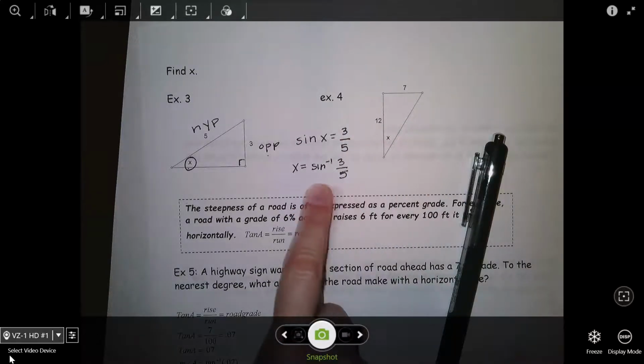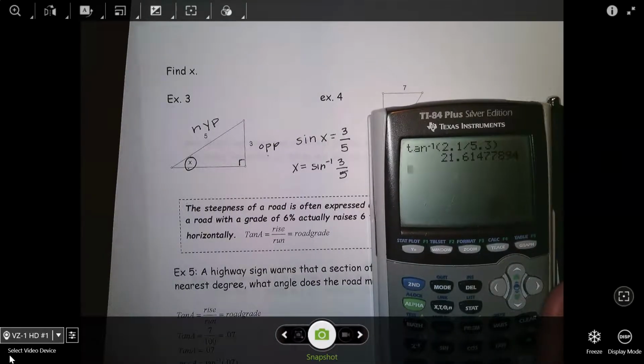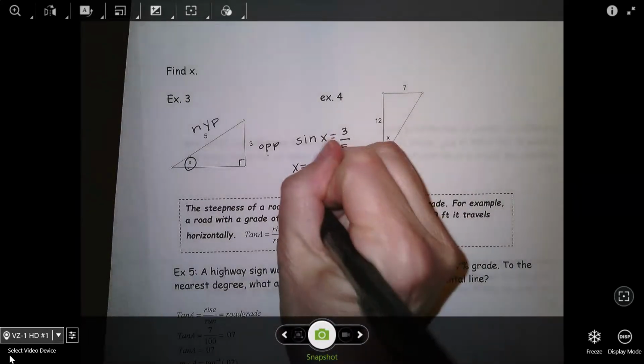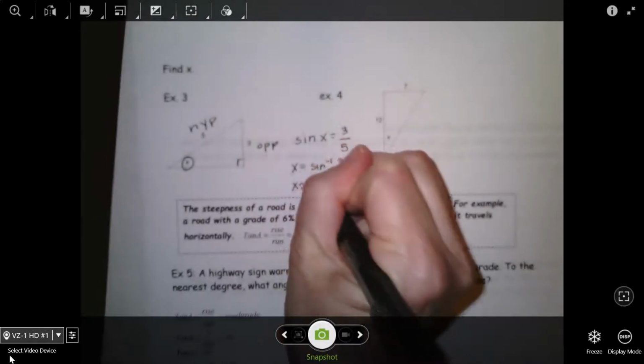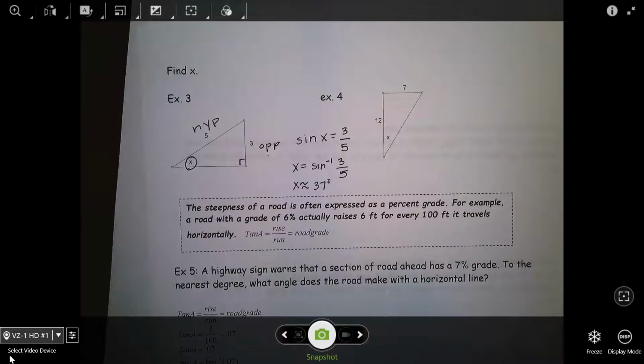Then I'm just going to put that in my calculator. I'll put this over here so maybe you can see it all at once. I'm going to clear that out. I'm going to hit second, sine, 3 divided by 5. And you're going to see that gives me about 37 degrees. So x is approximately 37 degrees.